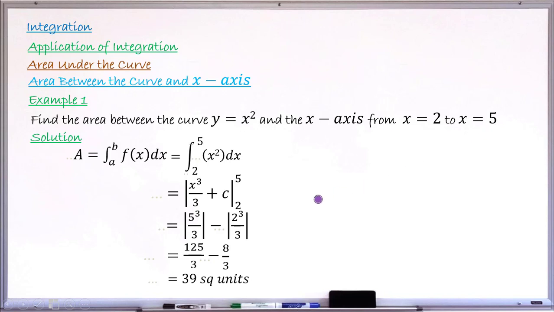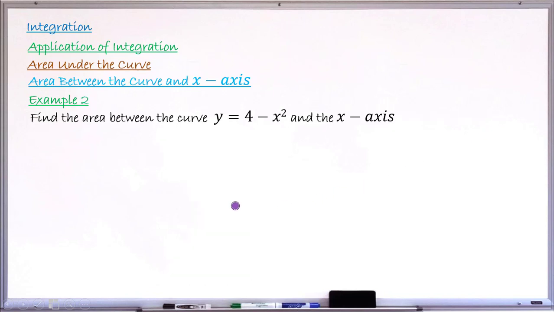Let me take one more example. Example number 2, you are asked to find the area between the curve, this is the curve y equals 4 minus x squared, and the x-axis. Solution to this very problem. So what we do first is to write down the formula or the rule for finding area between the curve and the x-axis. And this is the rule.